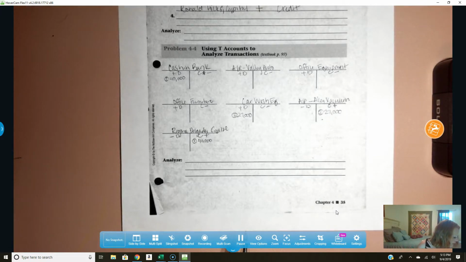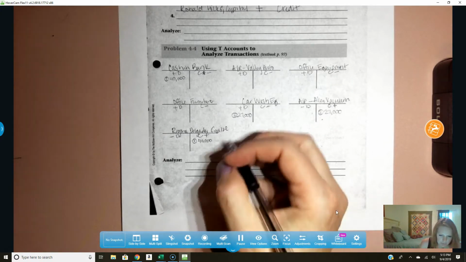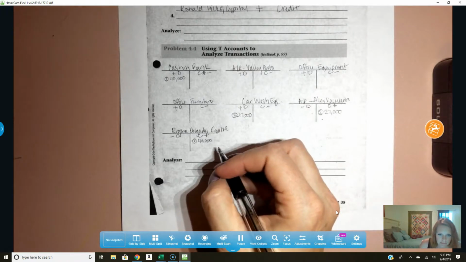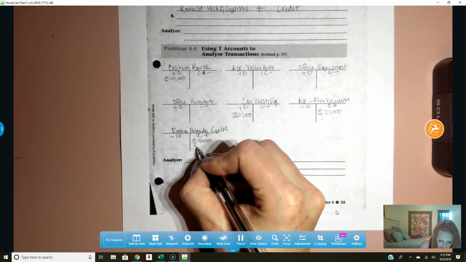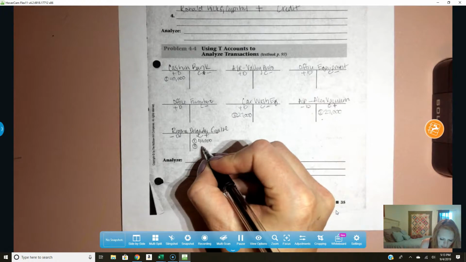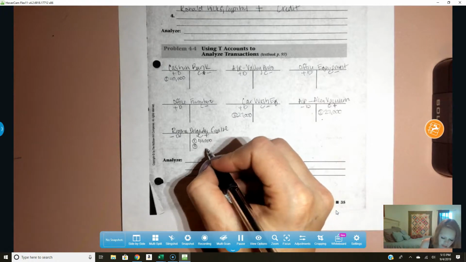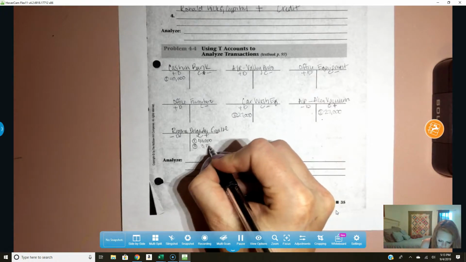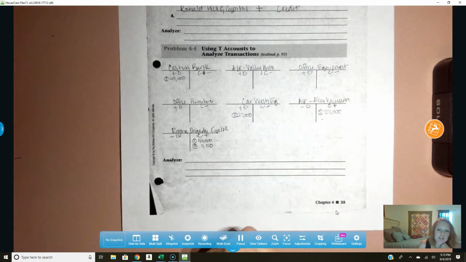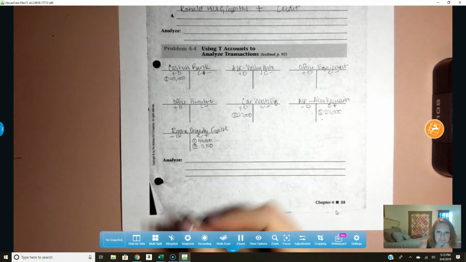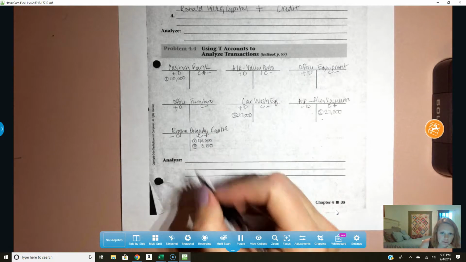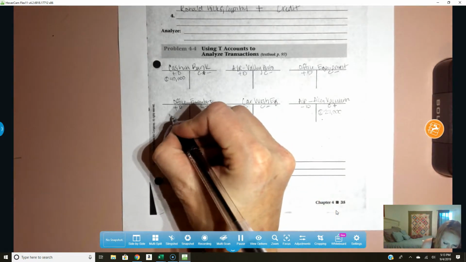Number 3, Regina Delgado transferred some of her personal office furniture valued at $3,750 to her business. So we've got Regina Delgado, again, she's adding more to the business. Her capital will increase because of that, $3,750. And she invested office furniture, which is also increasing, so we're going to put that in the debit.